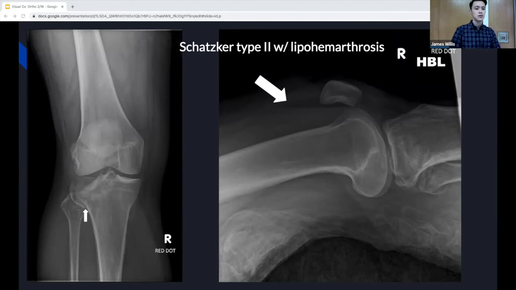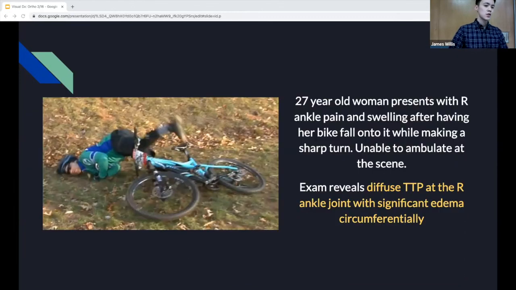Gotcha. All right. So the next case is a 27-year-old woman. She has right ankle pain and swelling after her bike fell on it while she was making a sharp turn. Couldn't ambulate, but she's got diffuse tenderness to palpation at the right ankle with significant edema circumferentially. So what decision-making tool would you use to aid in figuring out whether or not to image?